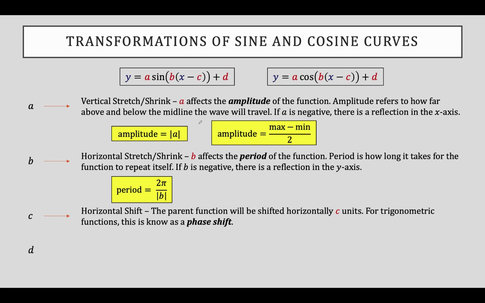And finally, d. D gives us our vertical shift. The parent function will be shifted vertically d units. If d is positive, it's going to shift up. If d is negative, it is going to shift down. So what we're going to want to do is make sure we can identify each one of these constants: find the amplitude, the period, the phase shift, vertical shifts, and any other transformations from our parent function.